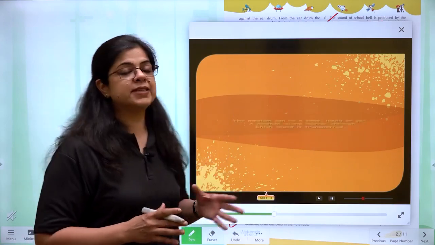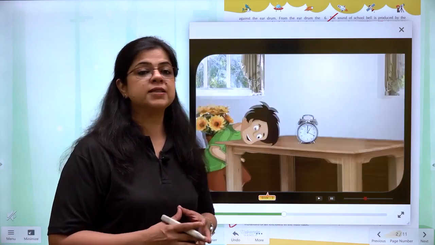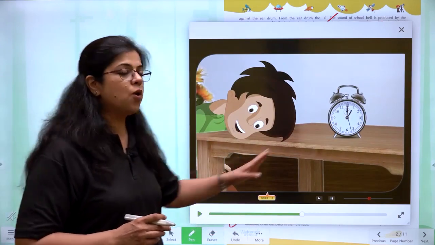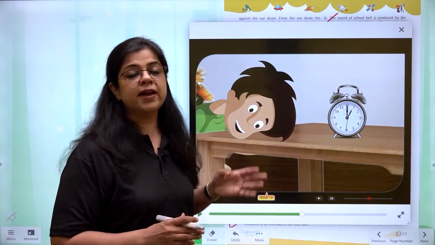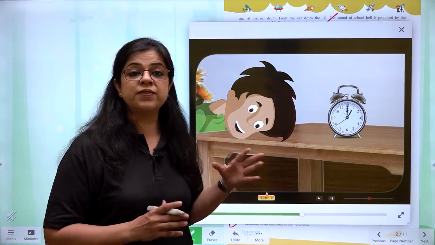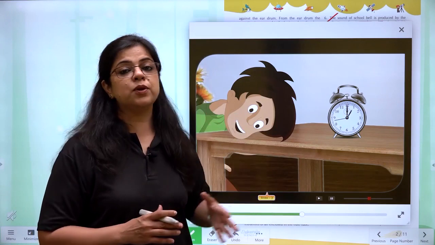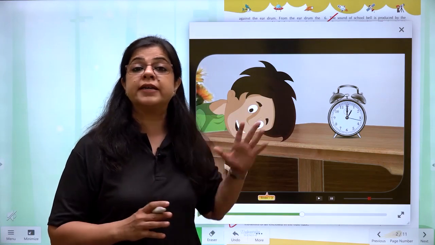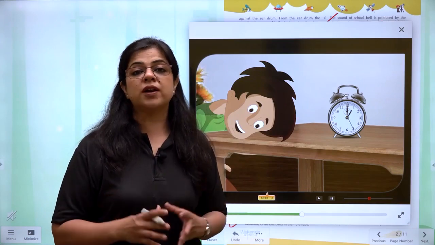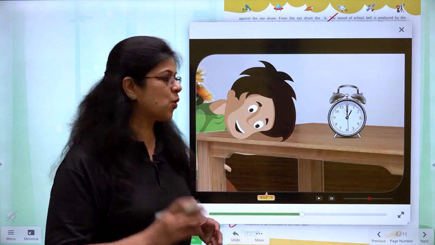So first example that we are going to take is of solid. We have placed a ticking alarm clock on a table, and at the other end we put our ear and tried to listen to it. So we will see that through the table also we will be able to hear clear ticking of the alarm clock. Sound travels faster in solids.